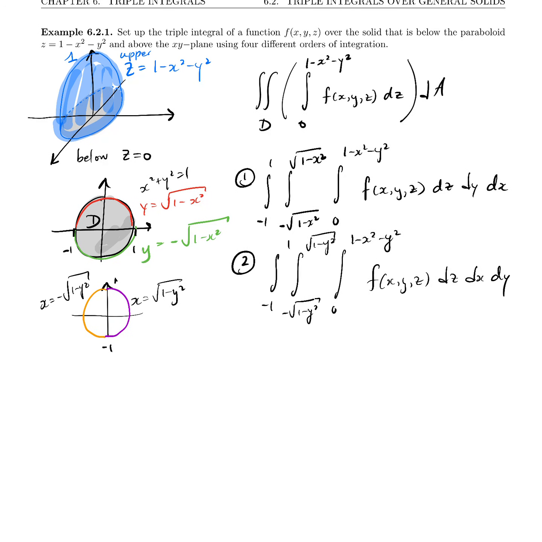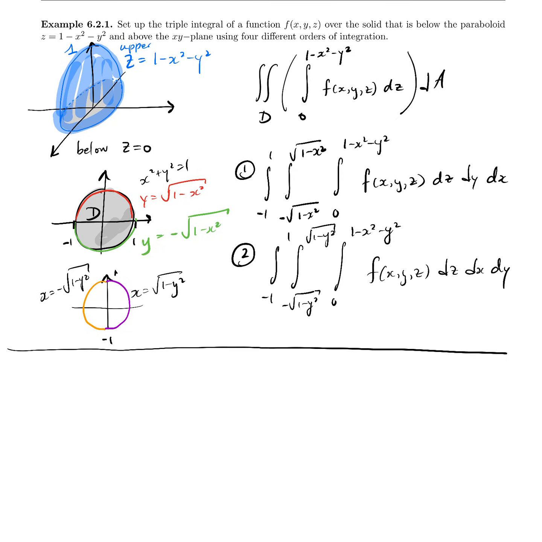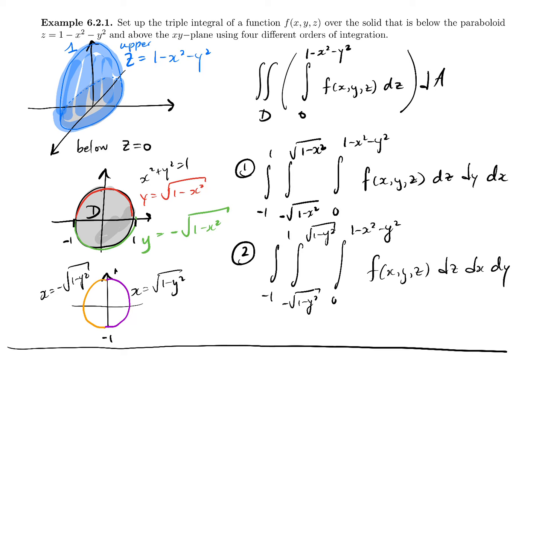We really want to learn about re-expressing solids as different types of solids. So for our last two types, we're going to re-express that paraboloid not with upper and lower bounds, but with a front and back bound and a right and left bound. So let's redraw our paraboloid here, and let's get our circle in, one thing at a time. There's our paraboloid.